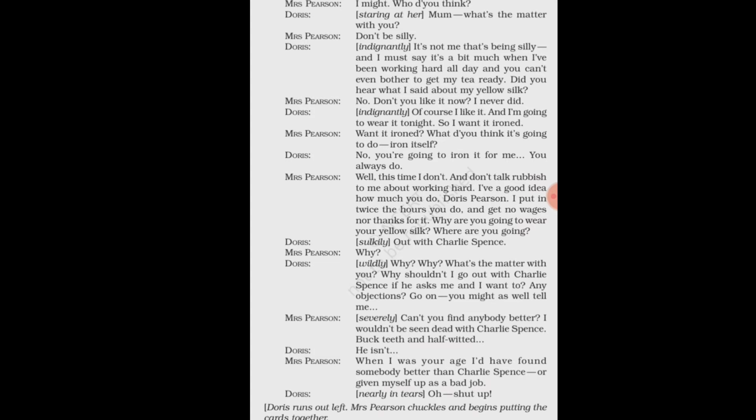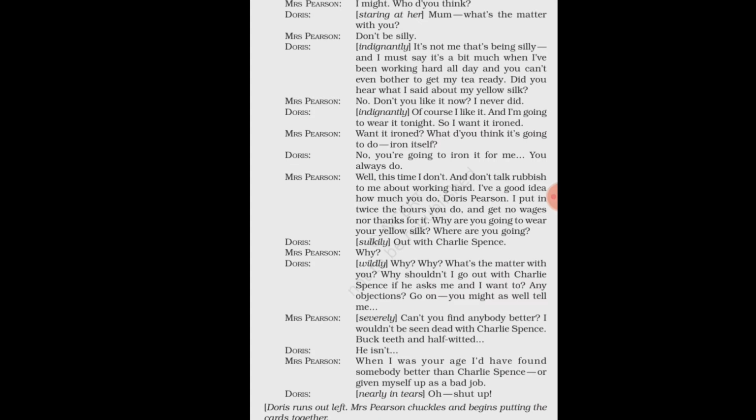Doris Pearson: I put in twice the hours you do and get no wages. No thanks for it. What are you going to wear? Your yellow silk. Why are you going to wear your yellow silk? Where are you going? Doris, sulkily: Out with Charlie Spence. Mrs. Pearson: Why? Doris, quietly: Why? What's the matter with you? Why wouldn't I go out with Charlie Spence? If you ask me, I want to. Any objection? Go on. You might as well tell me.